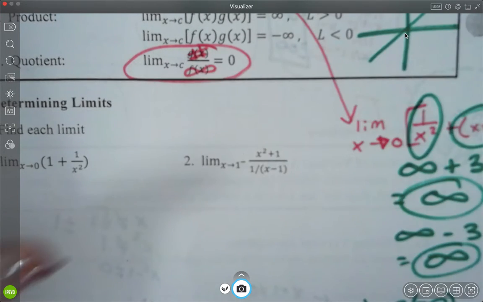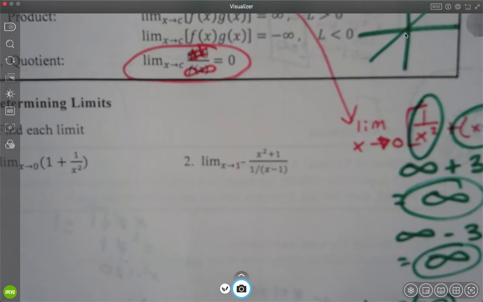I have a good question. What if you take infinity divided by 3? We'll talk about that. That's something you cannot do. We have to change what it looks like. That's called an indeterminate form. We'll talk about that here in a minute.